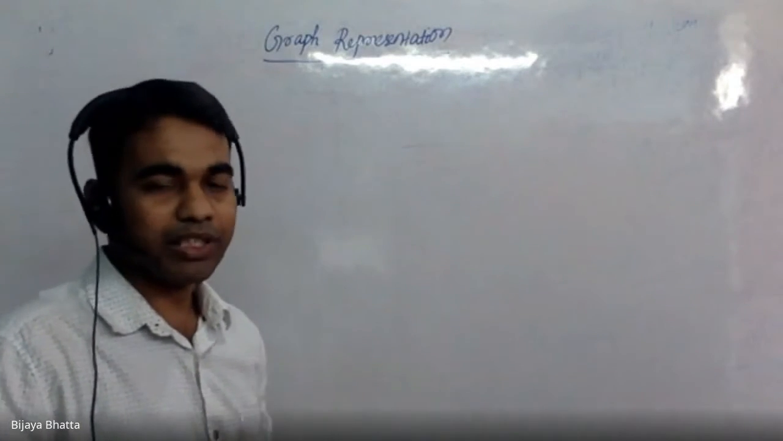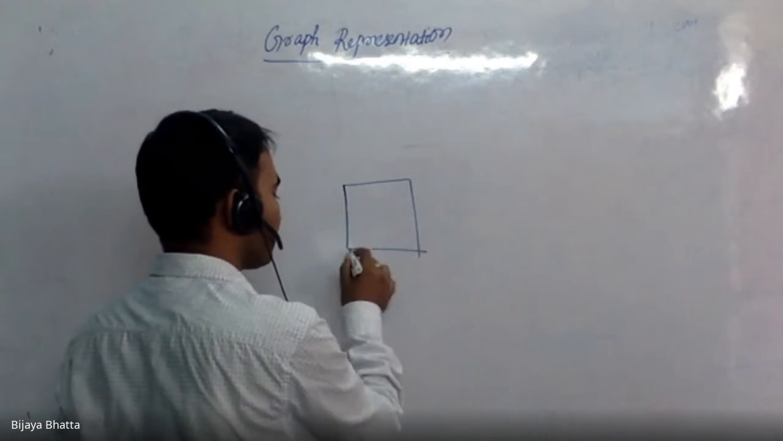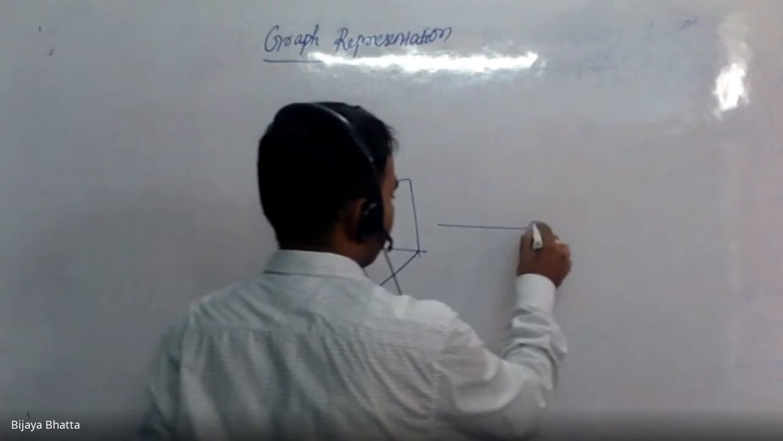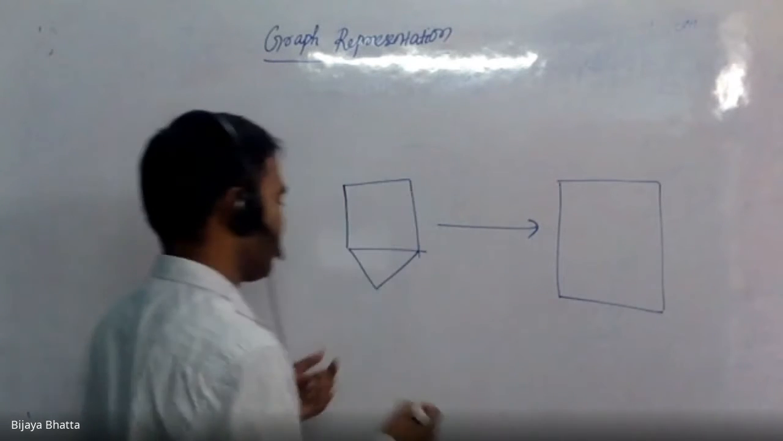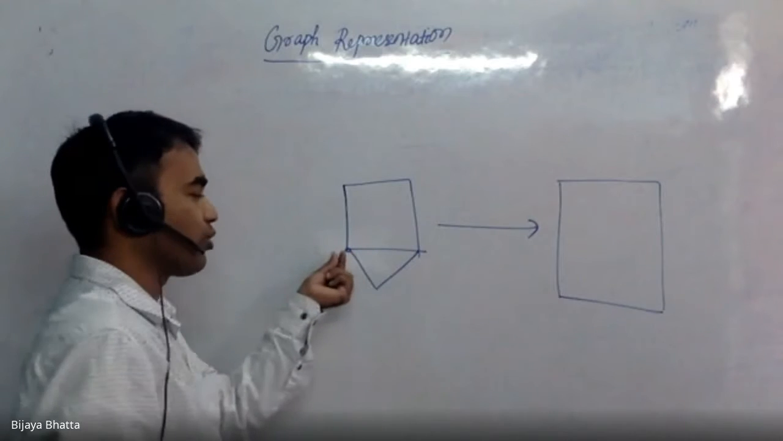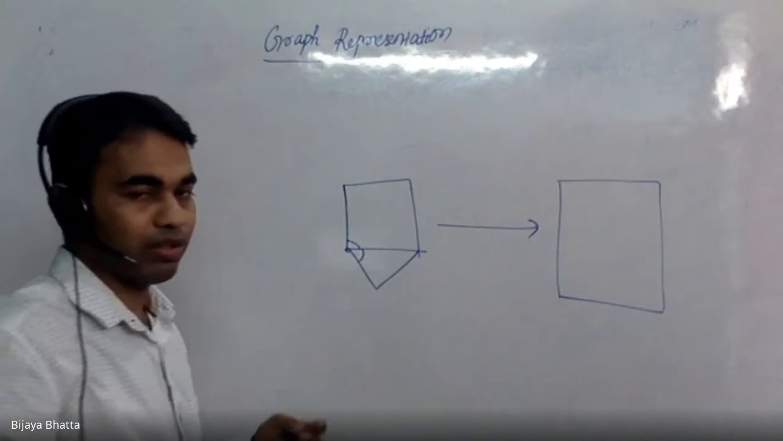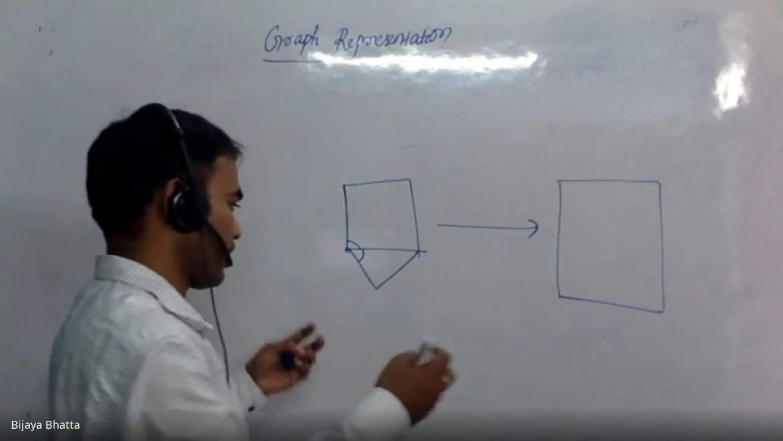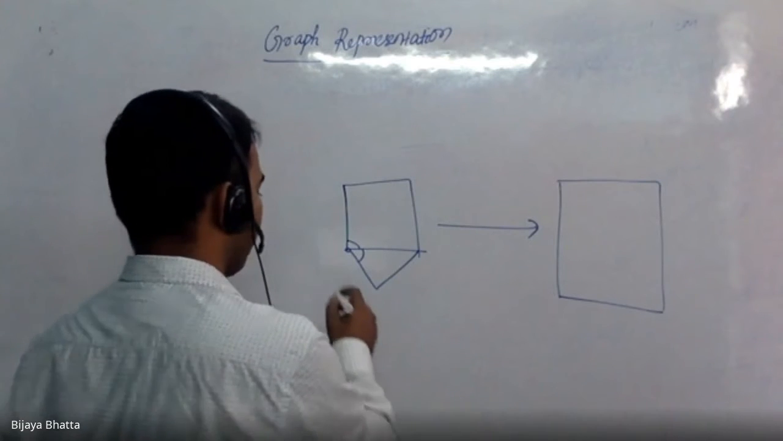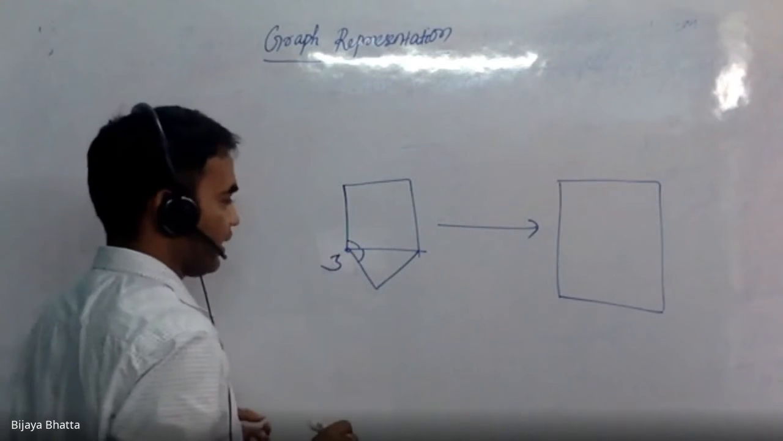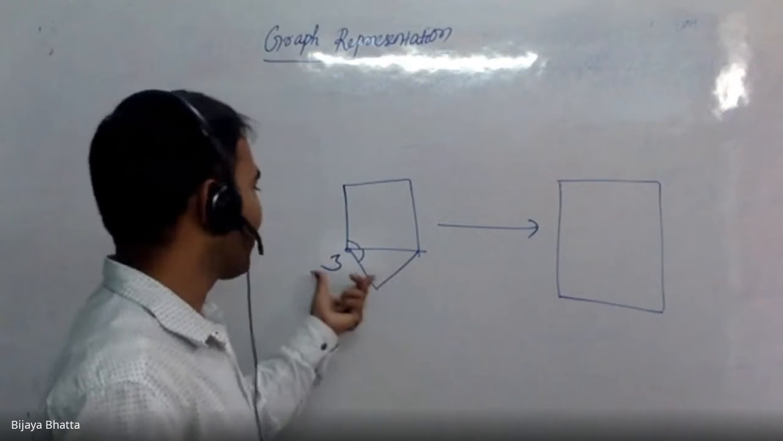So what is graph representation? Given any graph, how should we represent it in terms of memory? Suppose you want to implement some algorithm. Suppose you want to find the degree of this vertex. We have already discussed degree and all in the previous lecture. So you can check. The degree of this vertex is 3. But how will you find it out? If I ask you to write a program, how will you write the program?